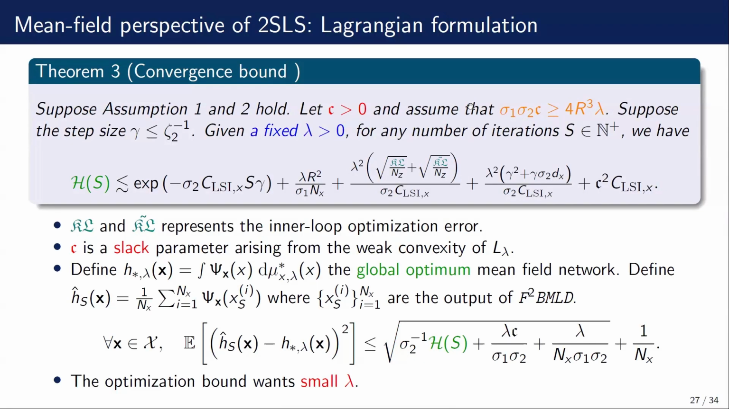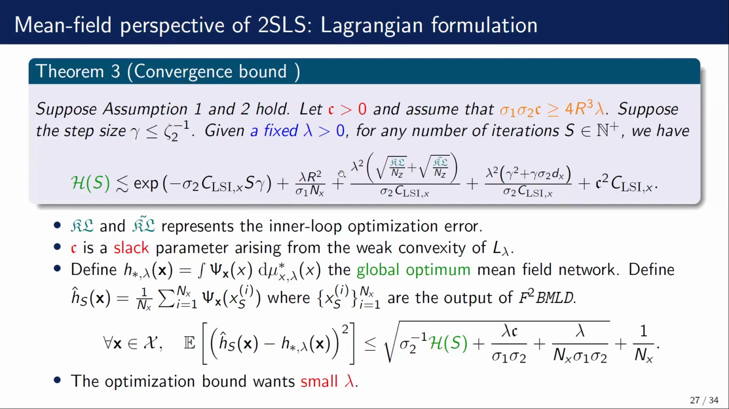But still, we managed to prove convergence by introducing some little c here. So let c be some arbitrary constant here, and assume that sigma 1 or sigma 2 times c is larger than this guy. Suppose the step size is small enough, then for a fixed lambda, we have this upper bound on hs. The first term is the iteration term.